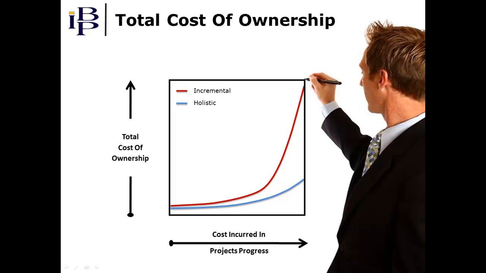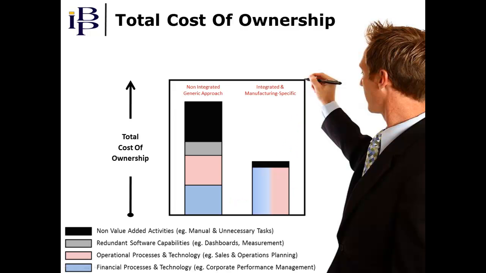This is in contrast to incremental approaches that define strategic and tactical requirements separately. As can be seen from the screen, holistic approaches can result in significantly lower ownership costs because they avoid costs associated with immature solutions having key capability gaps. Differences in total ownership costs can be significant.